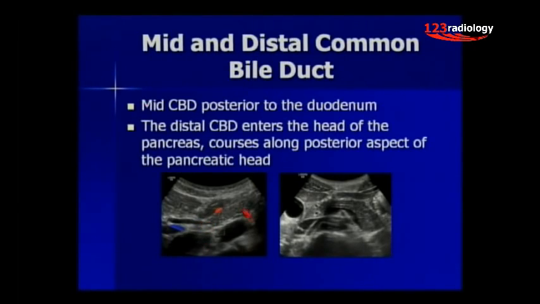And the distal common bile duct is going to enter the head of the pancreas. We can see it here, and in transverse image see it here at the head of the pancreas, and courses along the posterior aspect of the pancreatic head.